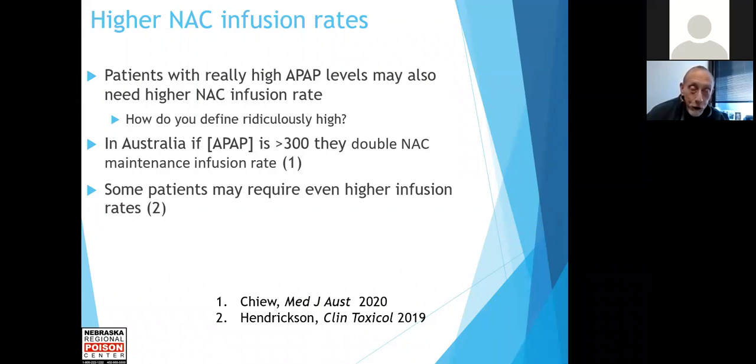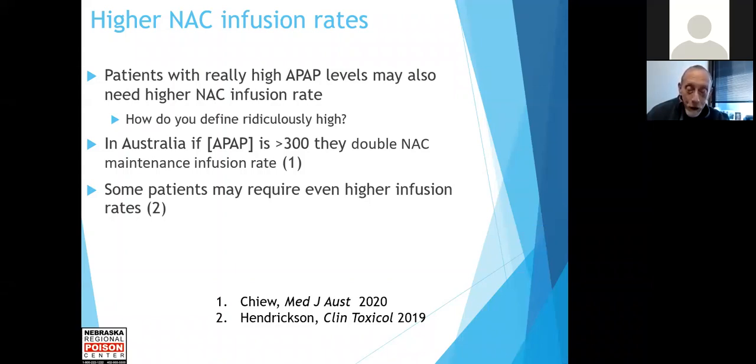So patients who present with really high acetaminophen concentrations, they may need more than the standard dosing. It's somewhat controversial where that cutoff is. But if you live in Australia and you present with an acetaminophen concentration more than 300, which is more than double the threshold at 4 hours, you're going to get double the IV infusion rate at maintenance.